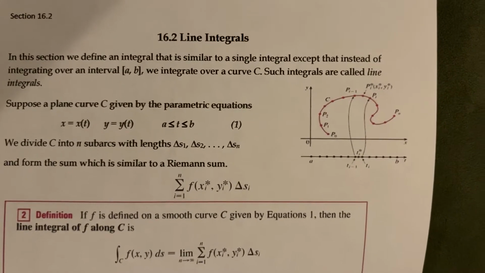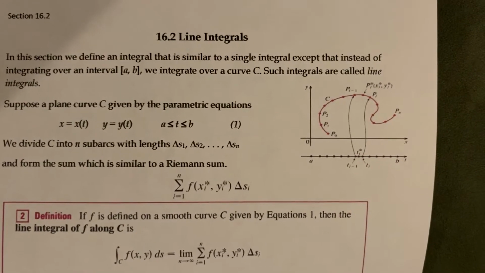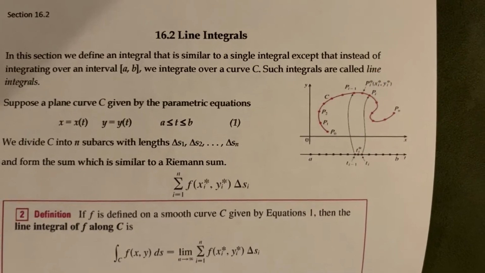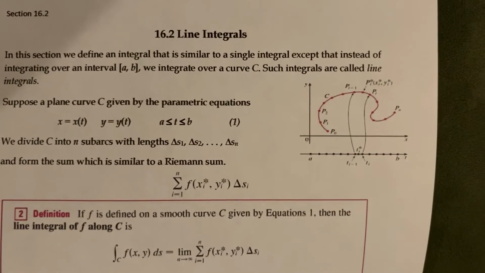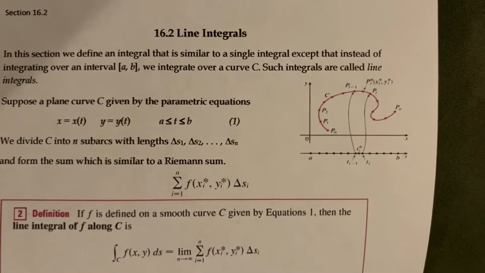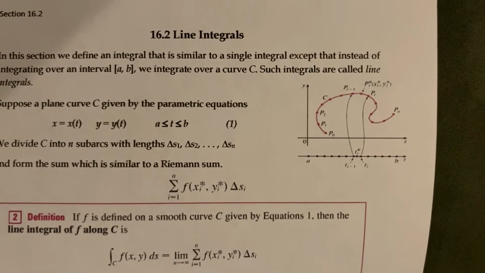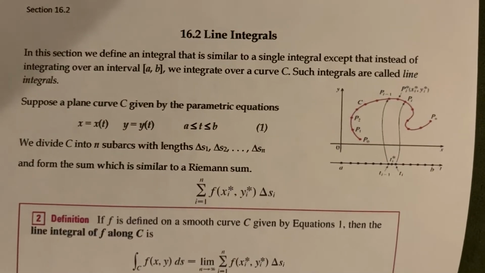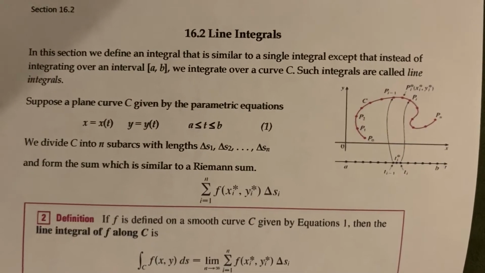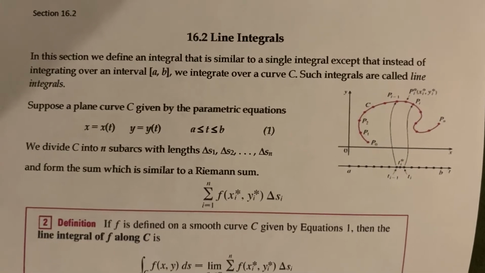Now, we're going to divide our curve into n sub-arcs with lengths delta s sub 1, delta s sub 2, and so those are basically going to be our little Riemann sums underneath our curve. So it's very similar to what we did in Calc 1, where we found Riemann sums underneath our line, and that helped us find the area underneath the curve.